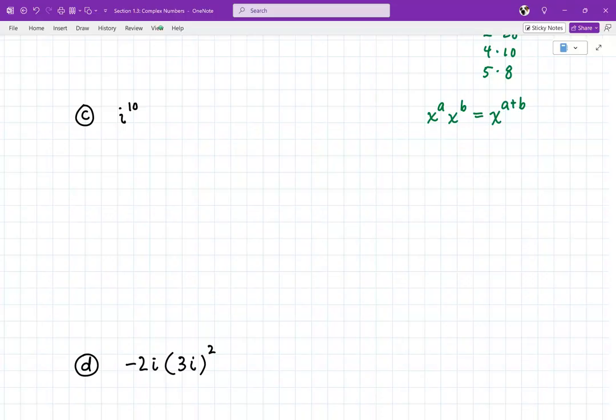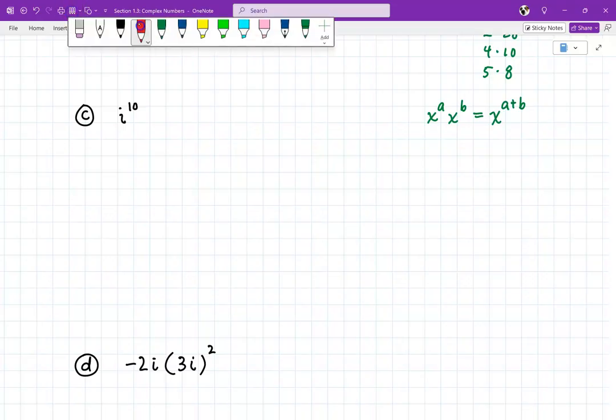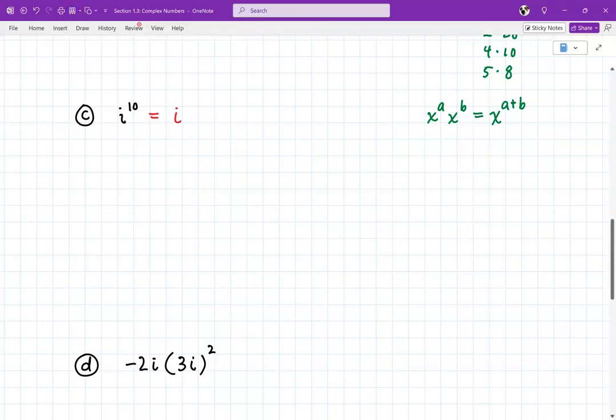In other words, i to the 10th, I can rewrite it as i squared, i squared, i squared, i squared, i squared. That's the same thing as i to the 10th. Just add up the powers: 2 plus 2 is 4, plus 2 is 6, plus 2 is 8, plus 2 is 10. These are the same.